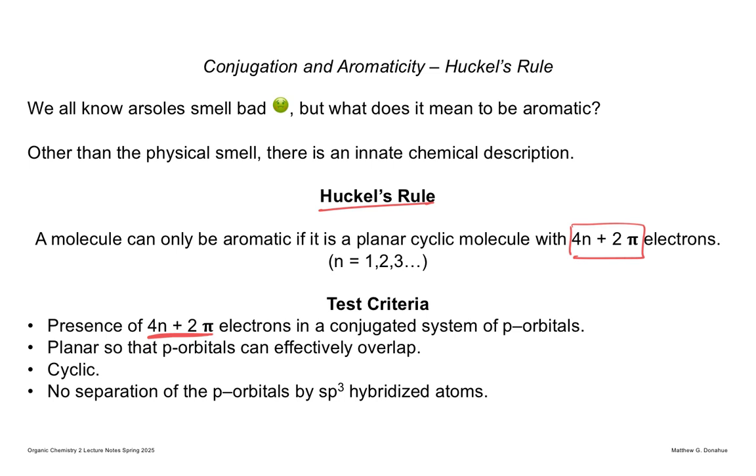Another one, as you increase the number of n, something that can be hard to see is this requirement here: planar. Things will take on different molecular shapes as rings get bigger, and so they might not necessarily be planar, even though they have the 4n plus 2 requirement met. So cyclic, that's an easy one to see. And again, no separation of the p orbitals by sp3 hybridized atoms.